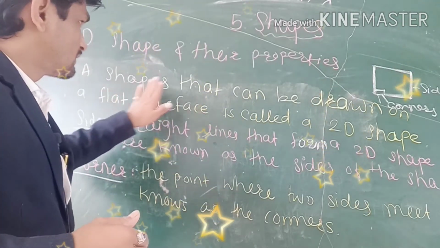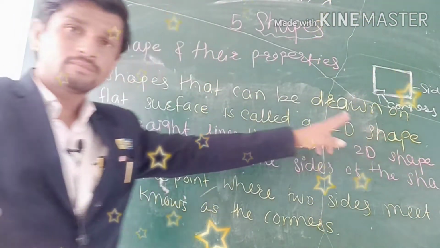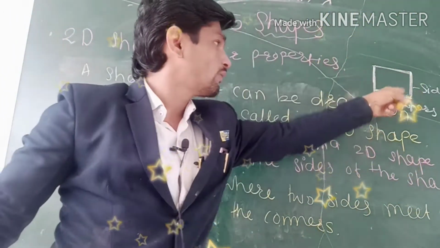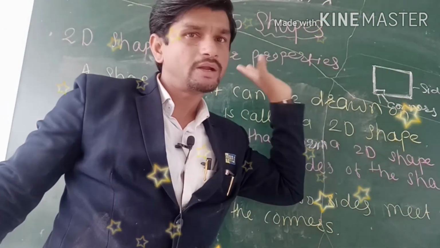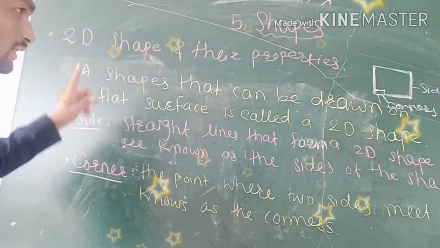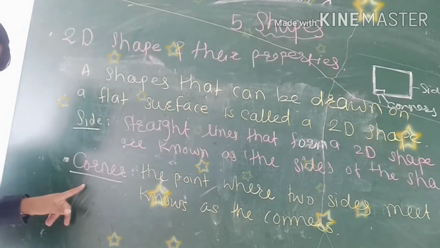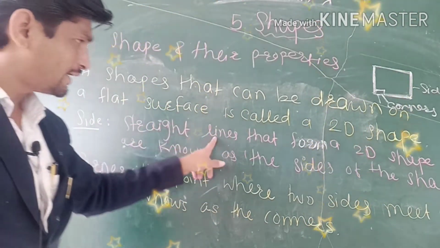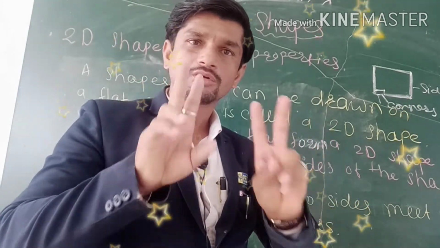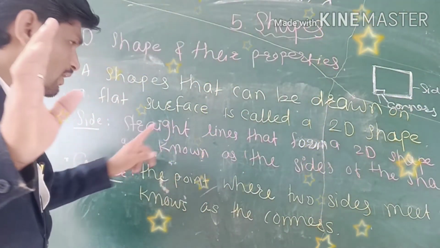A shape that can be drawn on a flat surface is called a 2D shape. Here on the flat surface we have drawn this, that is the 2D shape. Now in that, side and corner we have to see. First, side: straight lines that form a 2D shape are known as sides.